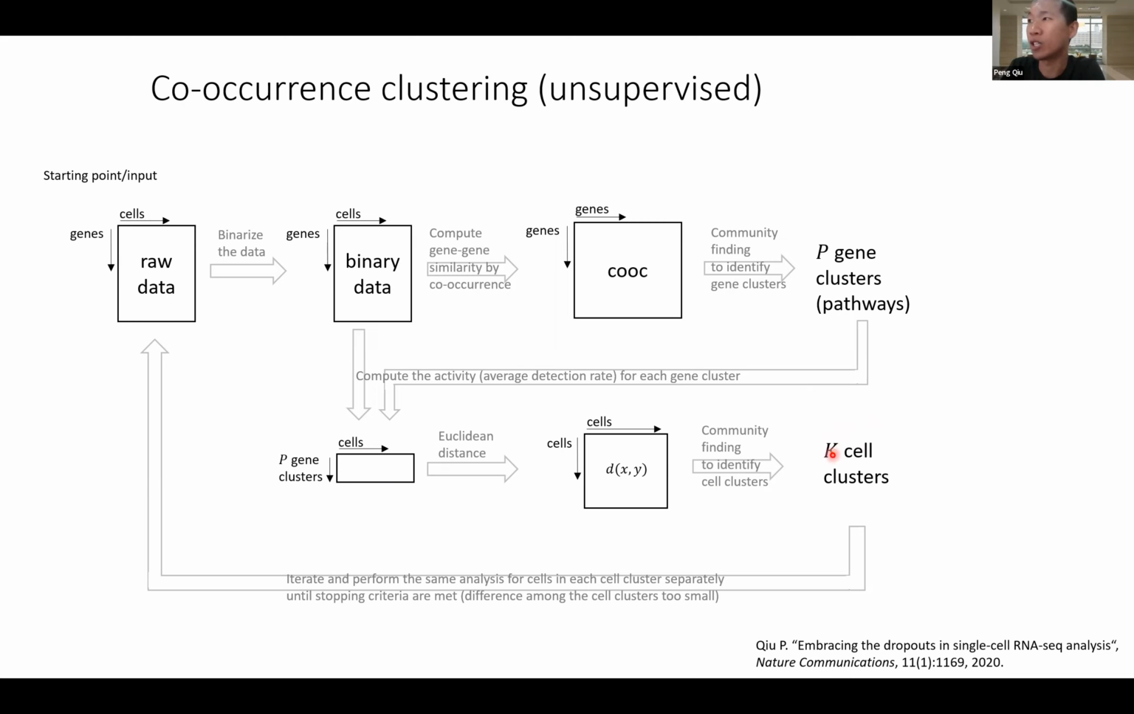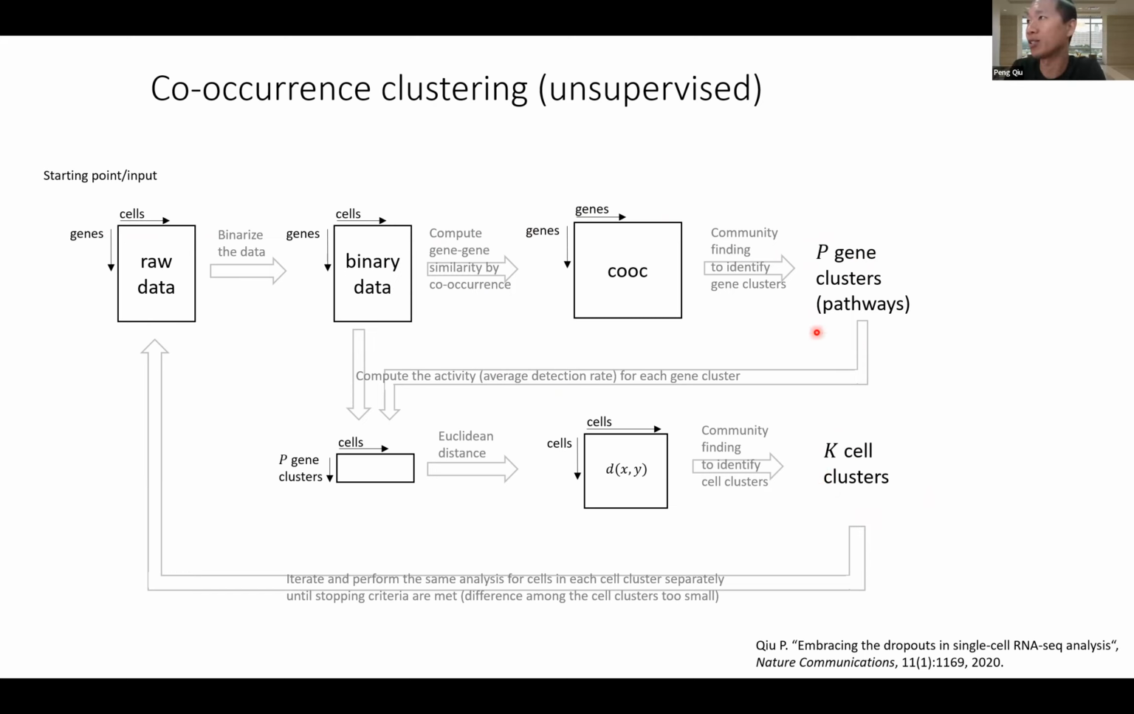Then for each of these K cell clusters, for example, cluster number 1 contains 500 cells. I can take these 500 cells and go all the way back and start with the raw data of only these 500 cells, cells in just one cluster. Then go through the same process and see whether I can identify gene pathways and further cell subclusters. And I can just keep iterating.